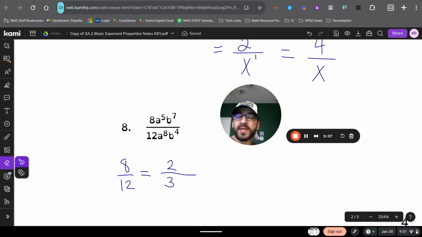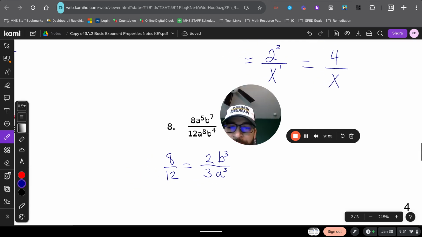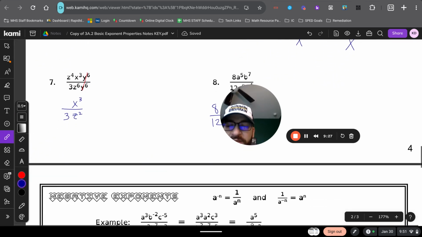Okay? Then our a to the 5th over a to the 8th, 5 minus 8 would be negative 3, so that a to the negative is going to end up down in the bottom. And then b to the 7th over b to the 4th would give us b to the 3. So that b to the 3 is going to end up in the top because our bigger exponent is on top. And that's really all there is to it, y'all.